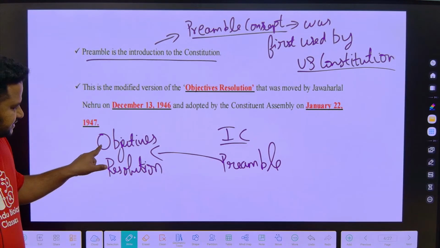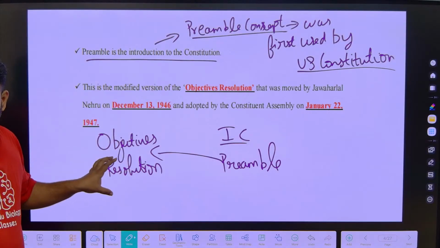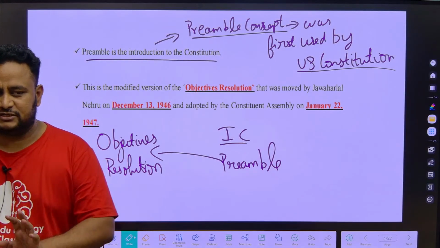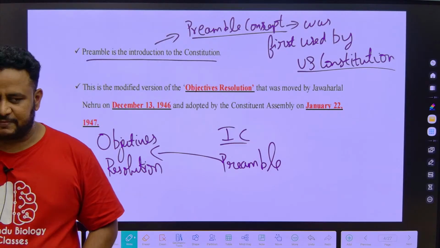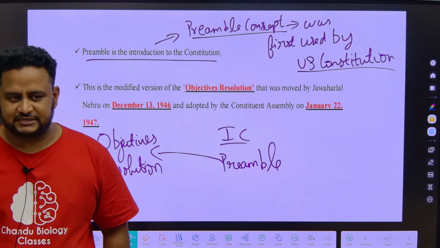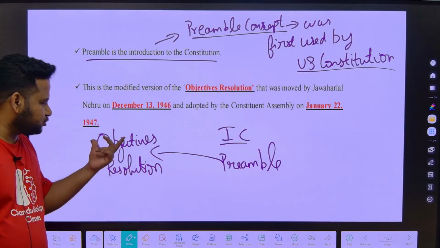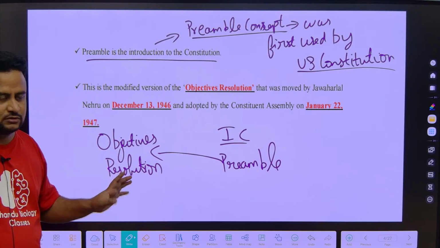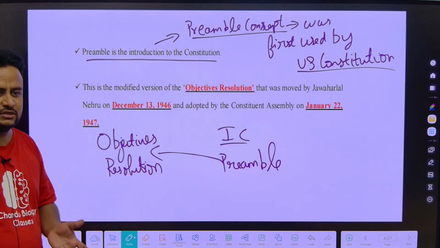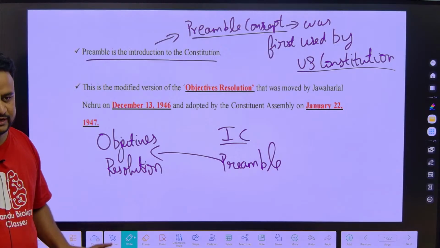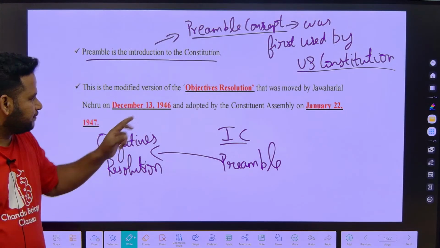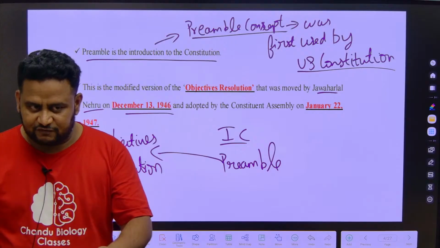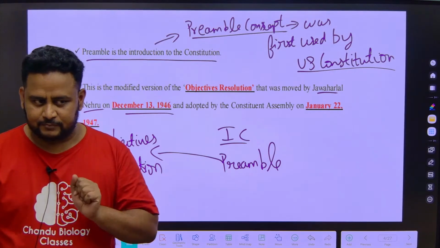The word itself says objectives resolution, meaning there are objectives and a resolution. Resolution means every new year, January 1st, we make a resolution that we won't do this, we will do this. But after 2-3 days, again it comes back to the same. So objectives resolution means there are some objectives, and we are resolute that we will follow this so that these objectives are achieved. That set of objectives was put forward by Jawaharlal Nehru on December 13, 1946. Understand one thing, December 9, 1946, was the first meeting of the Constituent Assembly in Delhi. Temporary president was who?